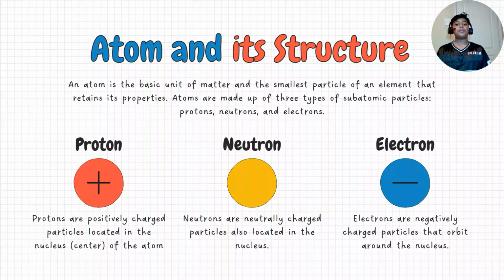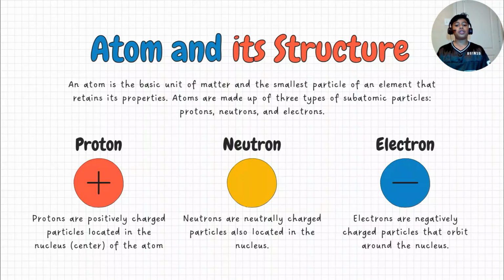An atom is the basic unit of matter and the smallest particle of an element that retains its properties. Atoms are made up of 3 types of subatomic particles: protons, neutrons, and electrons. So these are the small subatomic building blocks that we need to make an atom. So first we have protons. Protons are positively charged particles located in the nucleus, or the center of the atom.